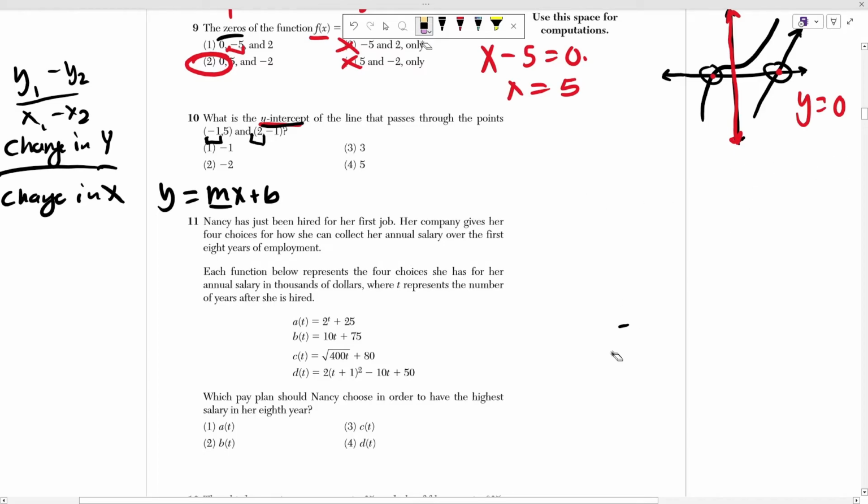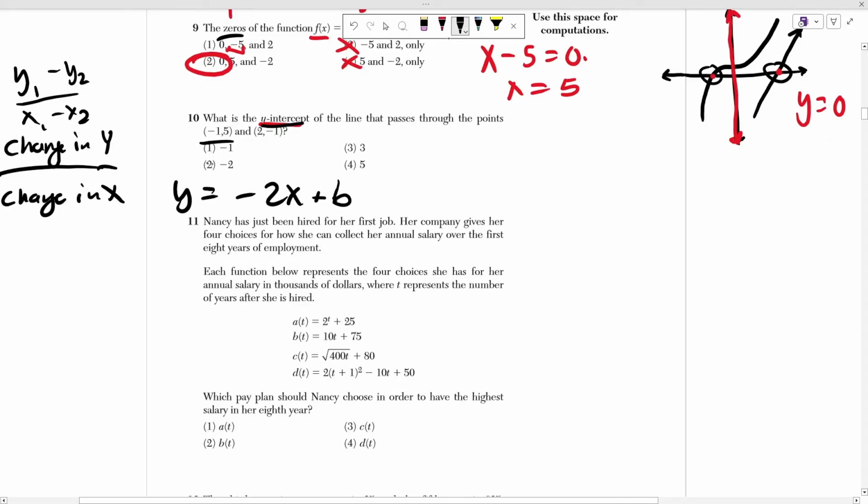So now we have y is equal to negative 2x plus b. And now in order for us to solve for b, all I have to do is just plug in a random point, okay? I want to plug in the point negative 1, comma 5, okay? I want to do that.